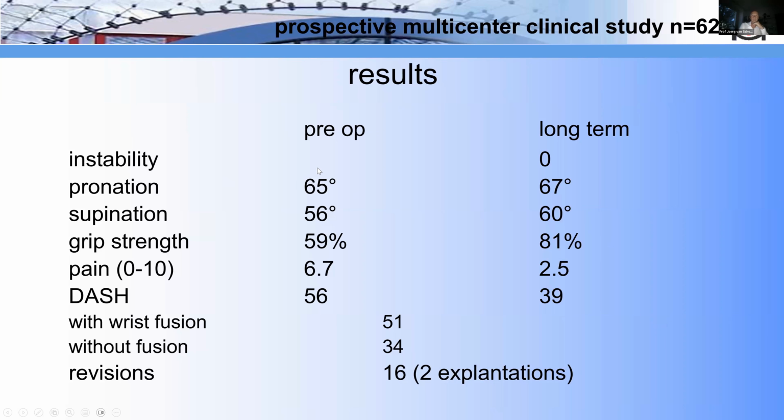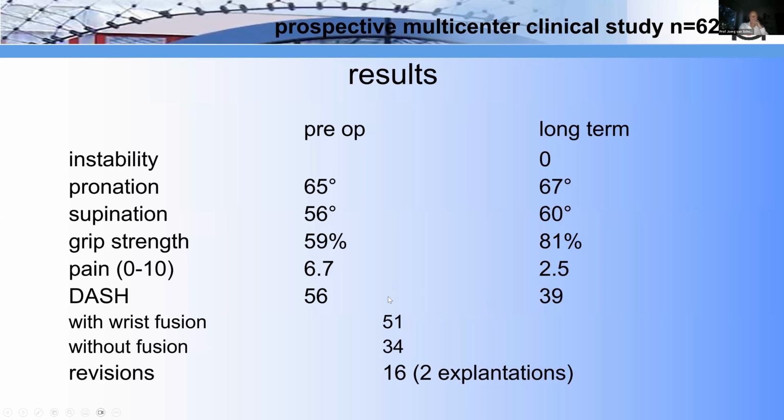Preoperatively, all of these patients had an unstable situation. In the long term, none of them had an instability clinically after a restoration of the forearm system. We had preoperatively a pronation of 65, a supination of 56, postoperatively of 67 and 60 degrees. The grip strength increased from 59 to 81% of the unaffected side, and the pain measured on the visual analog scale was reduced from 6.7 to 2.5 after 7 years of follow-up.